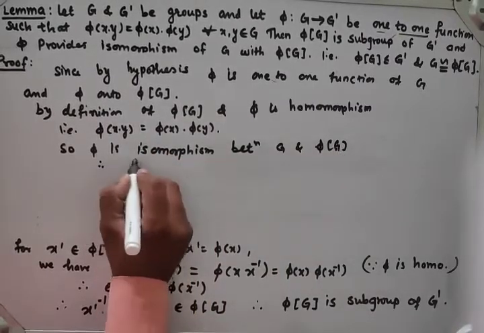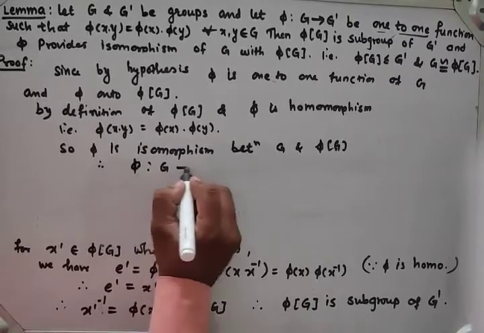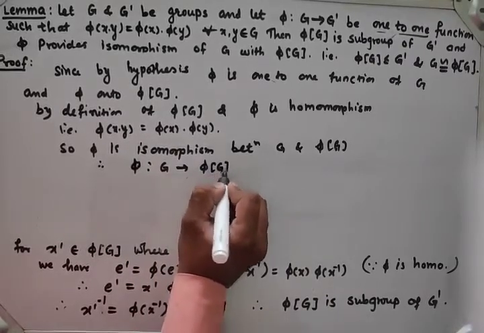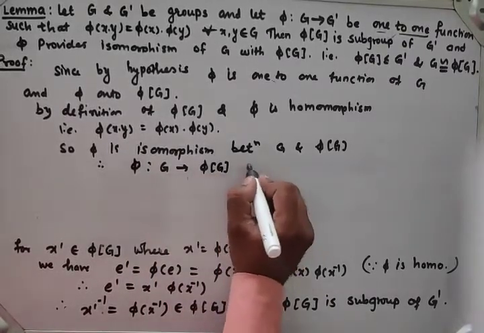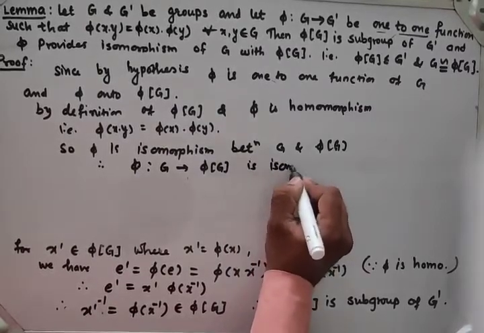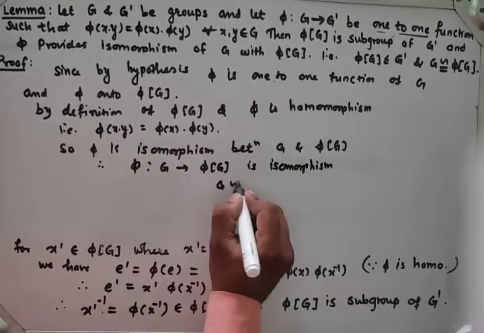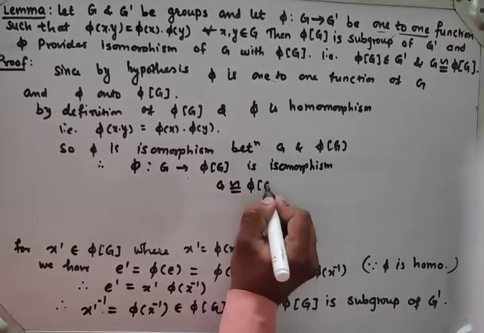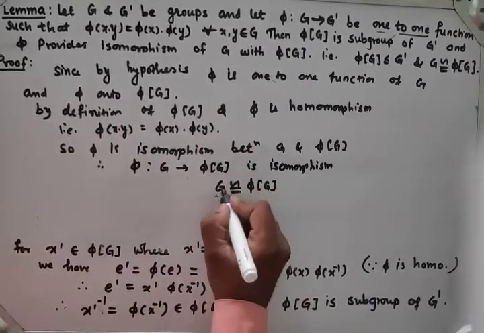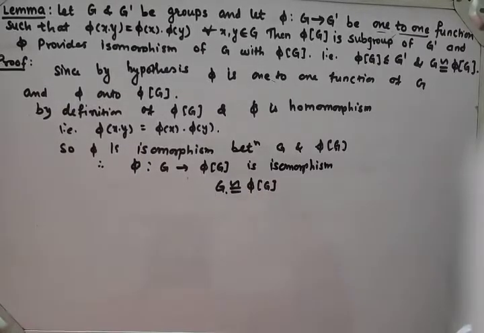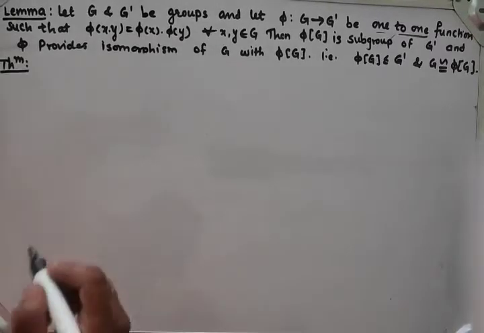Therefore phi from G to phi of G is an isomorphism, right? This is an isomorphism, meaning G is isomorphic to phi of G, hence the proof. Hence this is the lemma. Now next we will see a very important theorem, which is Cayley's theorem. Let's see the statement.